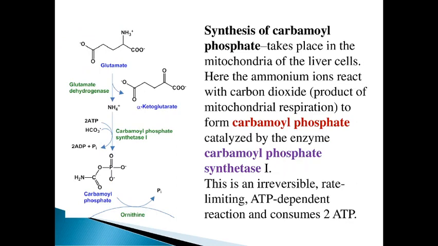In the first step, there is the synthesis of carbamoyl phosphate which takes place in the mitochondria of the liver cells. Here, the ammonium ion reacts with carbon dioxide, which is the product of mitochondrial respiration, to form carbamoyl phosphate catalyzed by the enzyme carbamoyl phosphate synthetase 1. This is an irreversible rate limiting ATP dependent reaction and consumes 2 ATP.